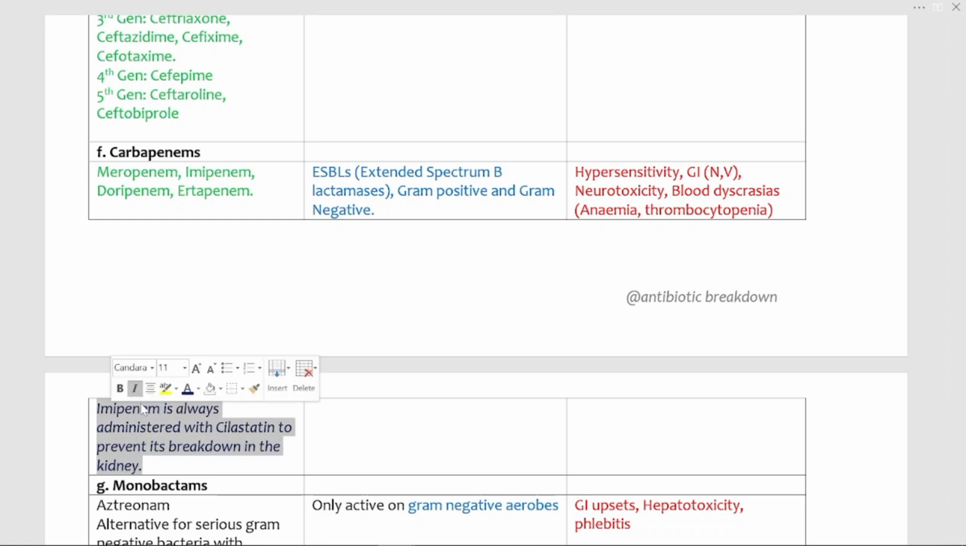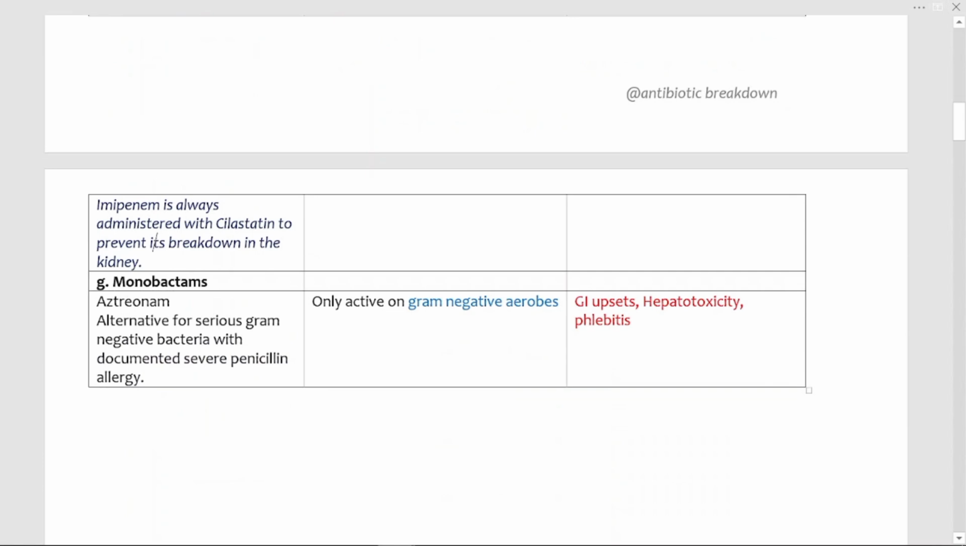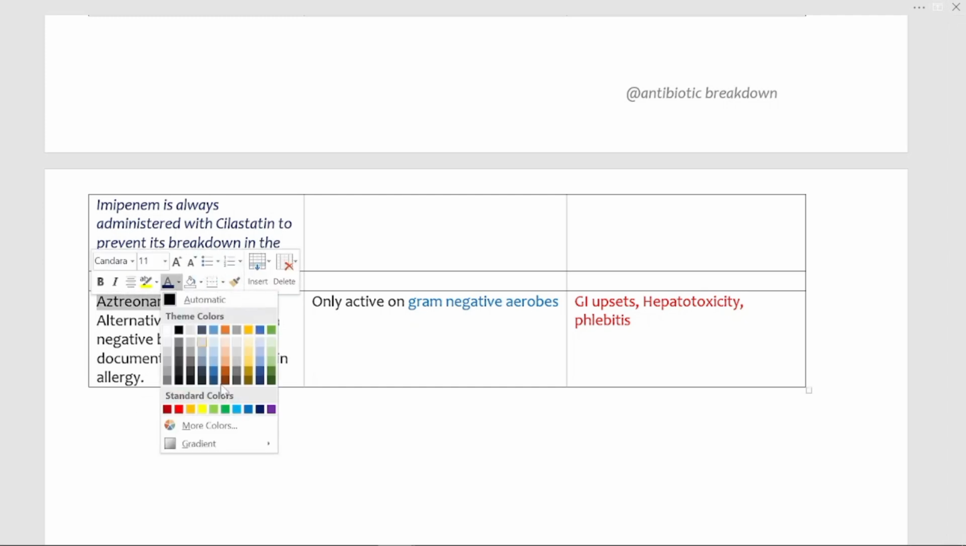Let me put it in italics. And here let me highlight this one in green to have a good clear outlook on it. So I think I'm almost done.